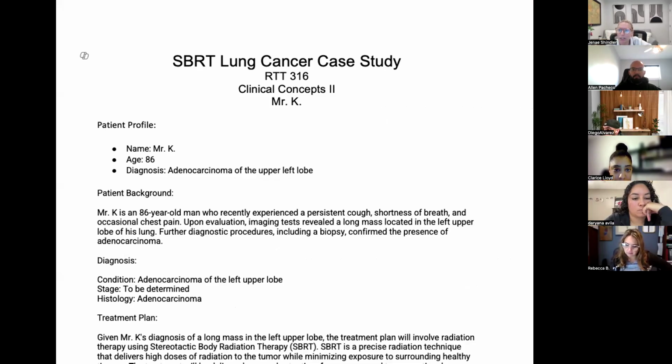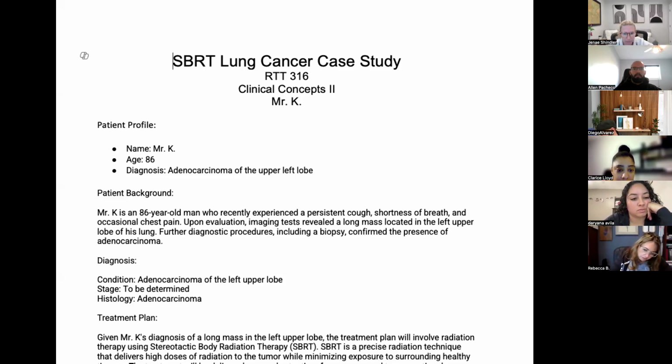I'm sure Maureen's talking about this in her class, but lungs, like some of the head and necks, can be squamous cell and they can be adenocarcinoma because there's glandular involvement and there's also the cilia lining involvement. So it could go either way. This one is adenocarcinoma. Clarice, patient background.